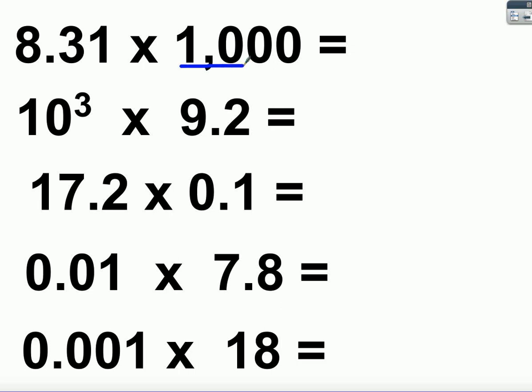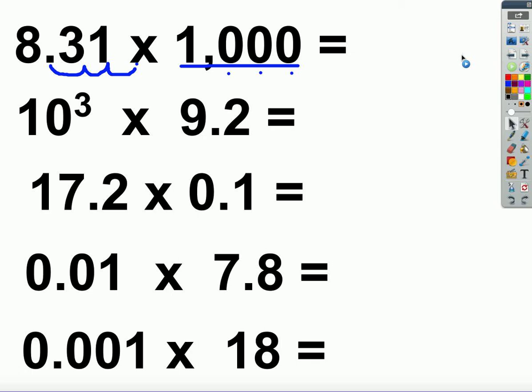Since we're multiplying by 1,000, our answer is going to be quite a bit bigger than 8 and 31/100ths. Okay, so if it's going to be bigger, that means we're going to move this decimal to the right. And how many zeros there are tells us how many places to move it to the right. So in this case, since our answer is going to be bigger, we're going to move it to the right 3 spots. And so then our answer for this one would be 8,310.